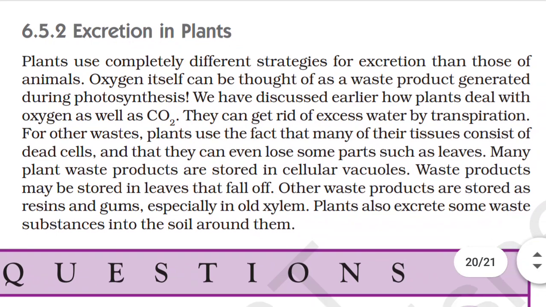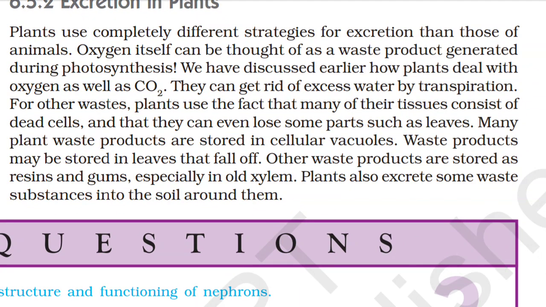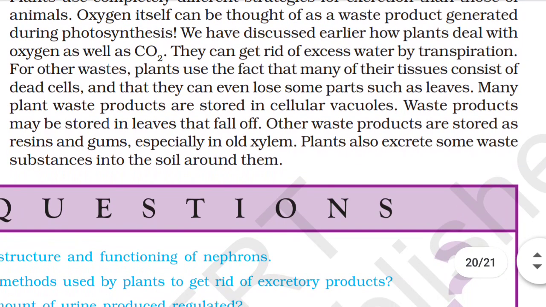Excretion in plants. Plants use completely different strategies for excretion than those of animals. Oxygen itself can be thought of as a waste product generated during photosynthesis. We have discussed earlier how plants deal with oxygen as well as CO2. They can get rid of excess water by transpiration. For other wastes, plants use the fact that many of their tissues consist of dead cells, and that they can even lose some parts such as leaves.